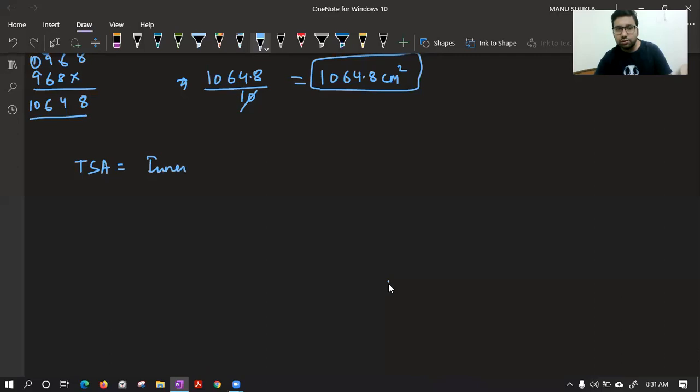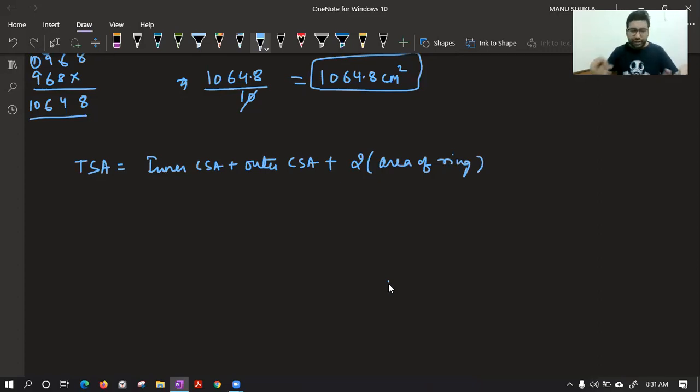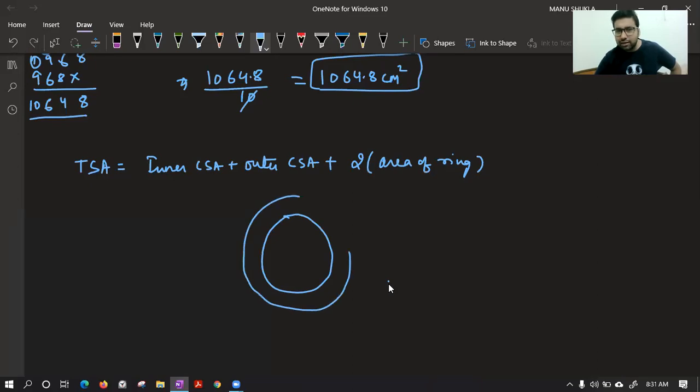inner CSA plus outer CSA plus twice area of circle, or you can say plus area of ring. Normally it makes a surface like a ring. This kind of surface is formed on the top. If you observe, it is like a ring in which we have R in and we have R out.